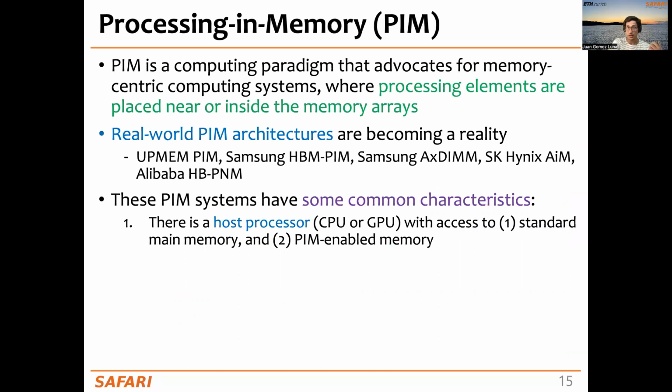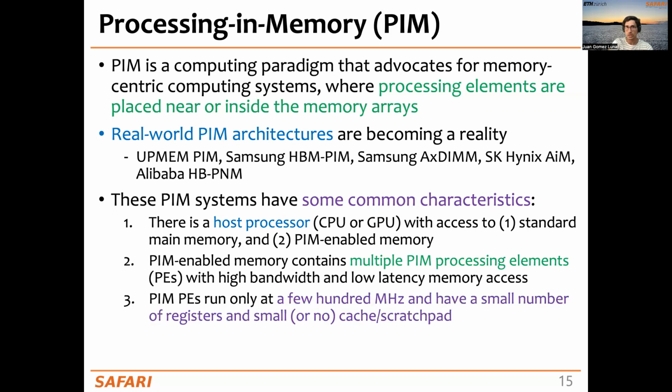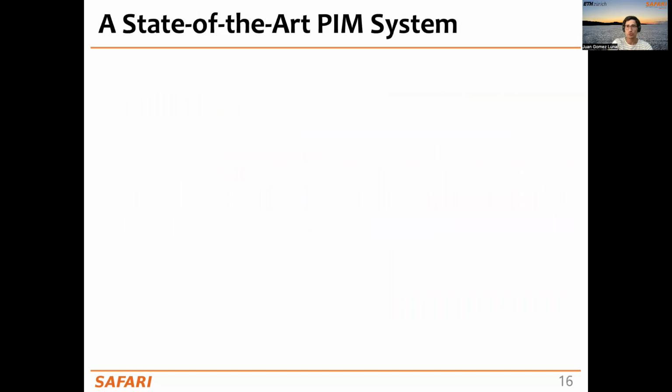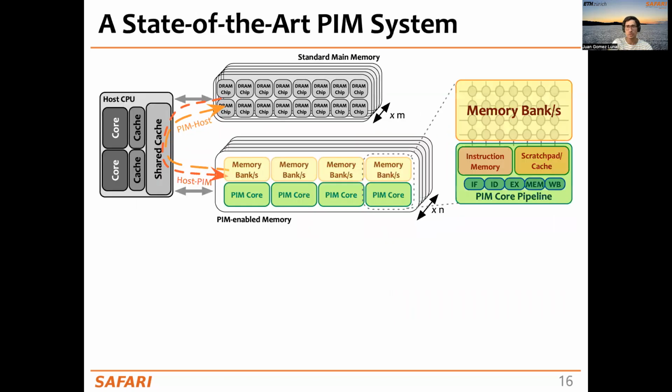So in this work, we are considering, same as in previous lectures, a real PIM system with certain characteristics. There is a host processor that has access to standard main memory and PIM-enabled memory. The PIM-enabled memory contains multiple PIM processing elements, and these processing elements typically run at a few hundred megahertz and have a small number of registers and small or no cache or scratchpad. And these processing elements may need to communicate via the host processor. This is how one of these processing-in-memory systems looks.